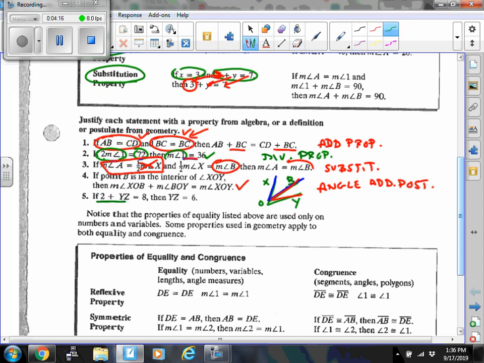And this last one, I have this. I want to get rid of the plus 2. What do I do to both sides? Subtract 2, subtract 2. So this has got to be the subtraction property.